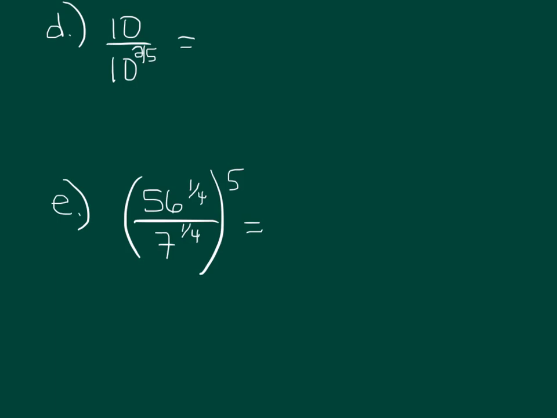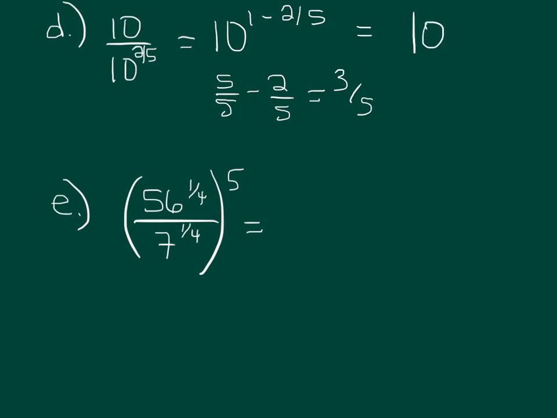So 10 to the 2/5 on the bottom is like taking the exponent of 1 on the top minus the 2/5 power, while 1 is really 5/5 minus 2/5, we get 3/5 for our new exponent. So we have 10 to the 3/5 power.